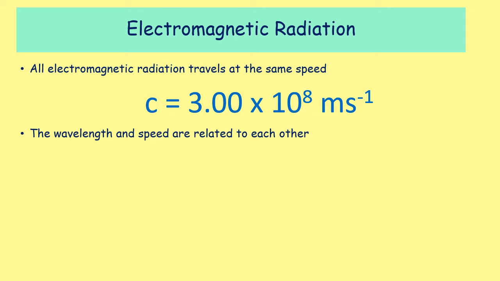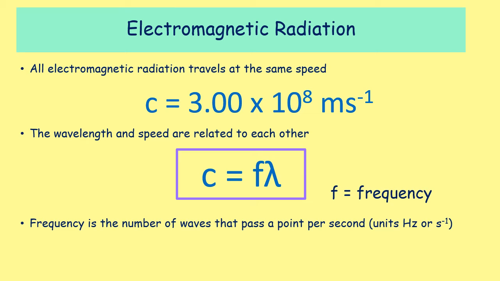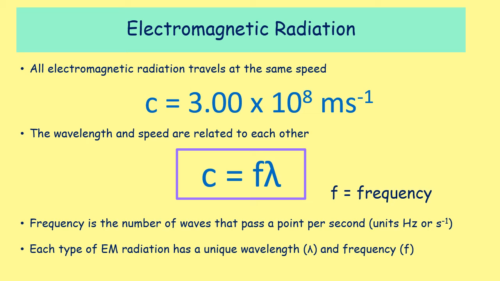Wavelength and speed are related to one another by the relationship that c equals f lambda. So the speed of light equals f, which is the frequency of the wave, multiplied by the wavelength. And f is frequency. Frequency is the number of waves that pass through a point per second, and its units are per second or sometimes hertz. And each type of electromagnetic radiation will have a unique wavelength and frequency that multiply together to give the speed of light.